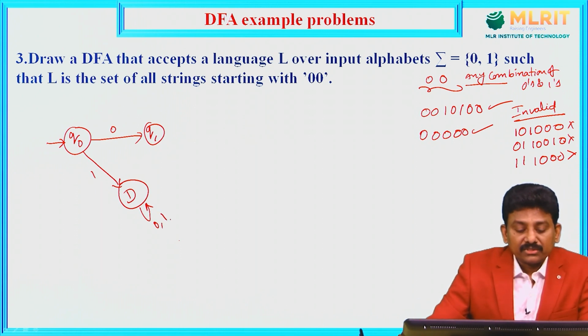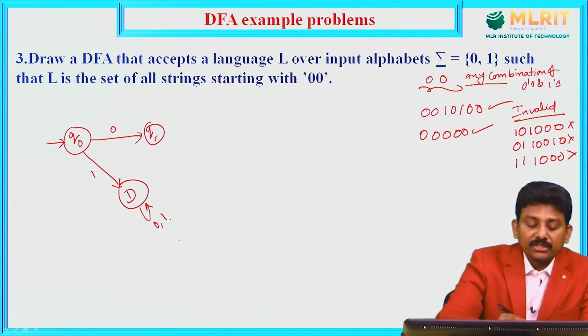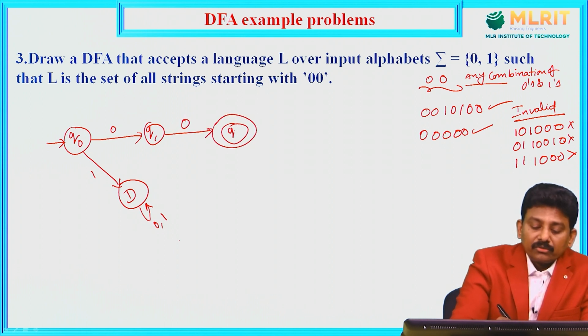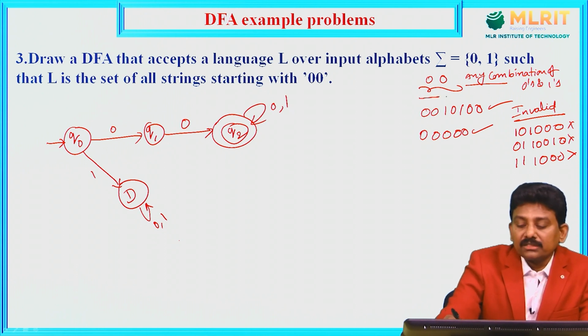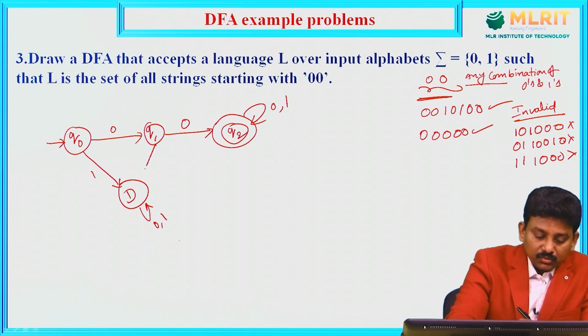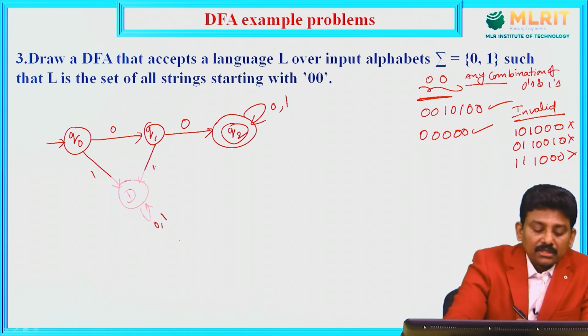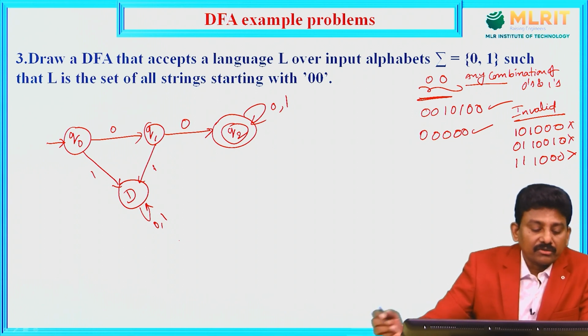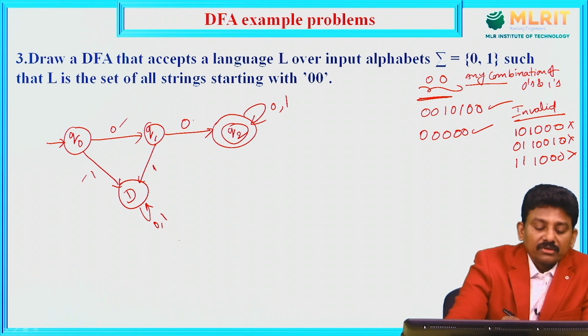By seeing the first symbol, we cannot decide whether the string is valid or invalid. We have to check the second symbol also. We check the second symbol in Q1. If the second symbol is also 0, I can go to the final state. There you can read any number of zeros and ones and stay in the final state, because the only condition is that the first two symbols must be 0 0. Afterwards, any combination of zeros and ones. Then in Q1, if the second symbol is 1, you go to the dead state, because in a DFA, for every state and every input symbol, we need to define the transition. For Q0, we have defined the two transitions on 0 and 1. For Q1, you have also defined the transitions for 0 and 1.